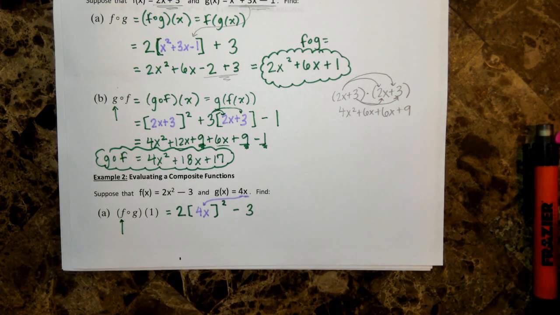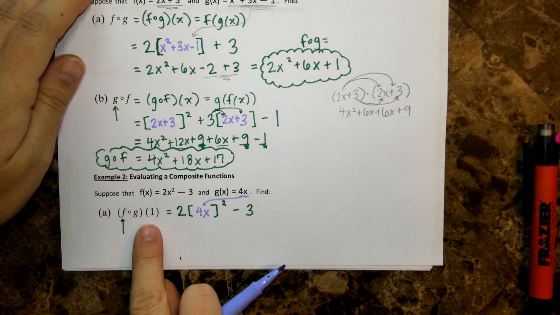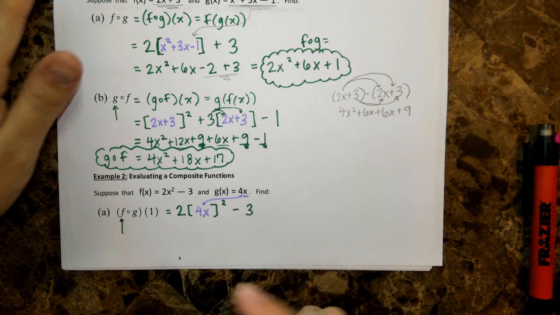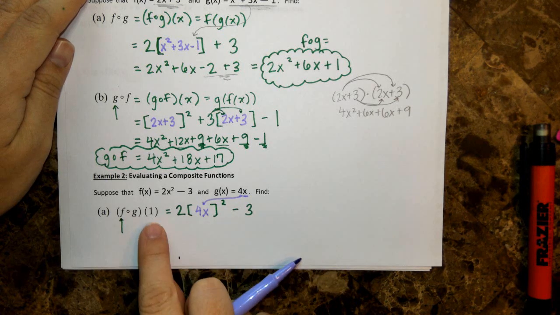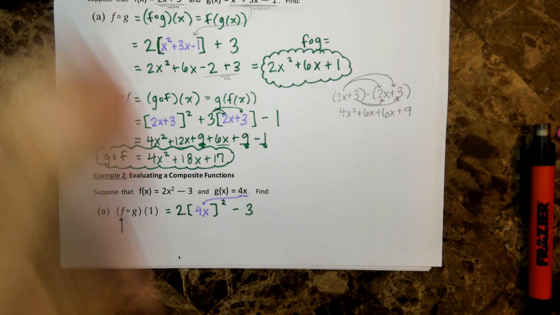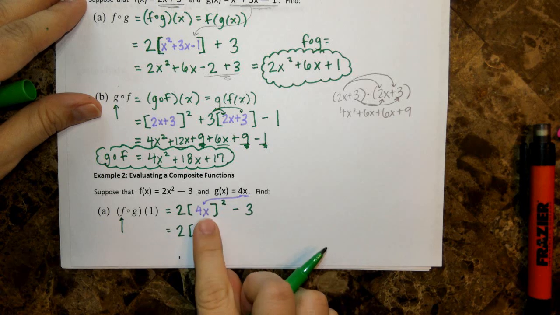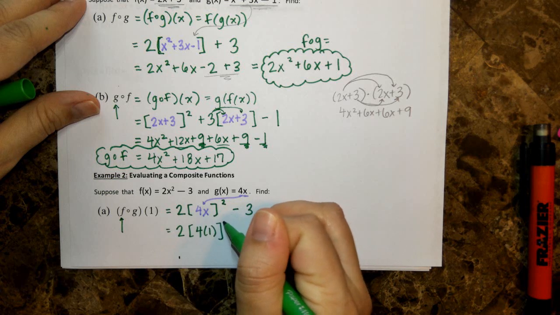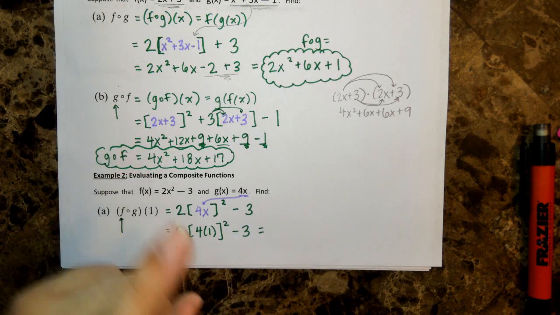I'll leave it as is because the next part says to figure out this 1. Now what that means is once you have your answer, and again, you can simplify if you want, I'll just leave it as is for now, you're going to take your answer and you're going to plug in 1 for x. So what this is going to equal, 2 times 4, and instead of x, I'm going to plug in the number 1 for x, squared minus 3. And then I can just go ahead and figure out what that equals.